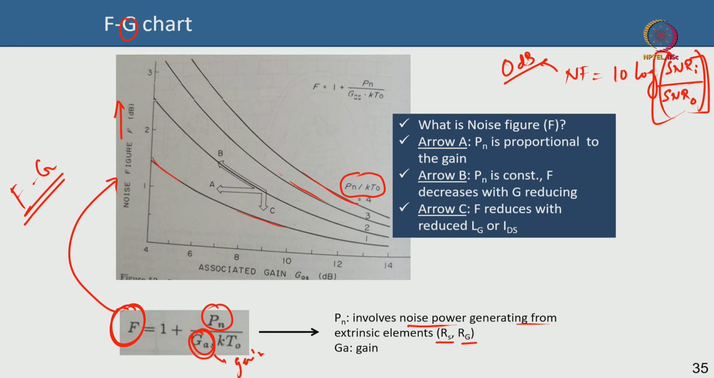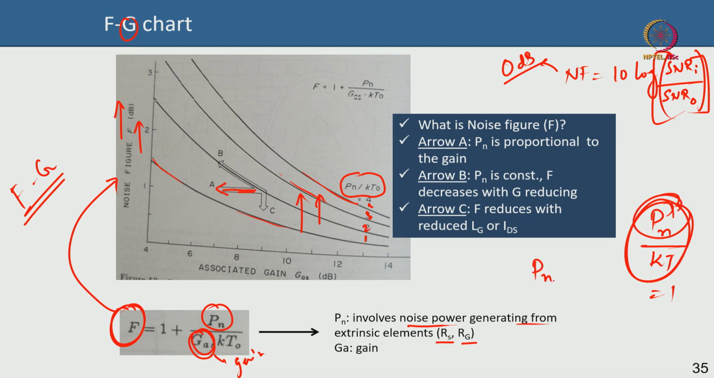So, what they are doing is keeping the noise power divided by kT as the parameter. This ratio could be 1, 2, 3, 4, and you can see that as the ratio increases from 1 to 2 to 3 to 4, the curve is shifting upwards. That means the noise power is increasing, which means the noise figure is increasing, which is not a good thing, of course we know that. However, what is important here is that this arrow A represents that the power Pn is proportional to gain, which means this ratio is constant, then F will be constant. Makes sense, it is common sense.